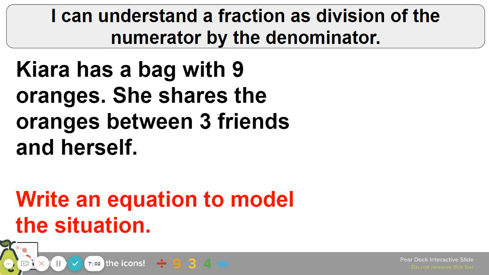This is why it is very, very important to read our problem, because she's not sharing them between 3 friends. She's sharing them between 3 friends and herself. So my equation would be 9 divided by 4, because 3 friends plus Kiara is 4. So 9 divided by 4.